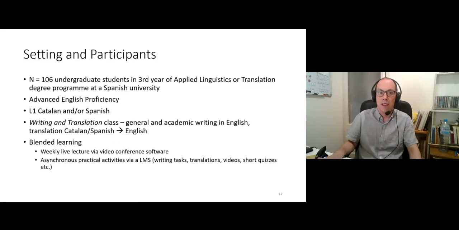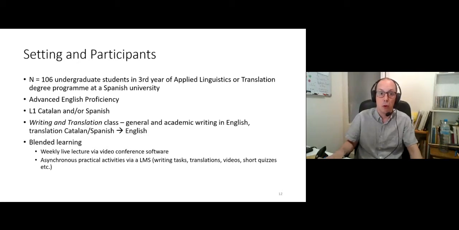As for the setting and participants, the study included 106 undergraduate students in the third year of Applied Linguistics or Translation degree program at a Spanish university. They have an advanced English proficiency level. They're first language speakers of Catalan or Spanish, and if they're not first language speakers of one of these two, they certainly have a high proficiency.